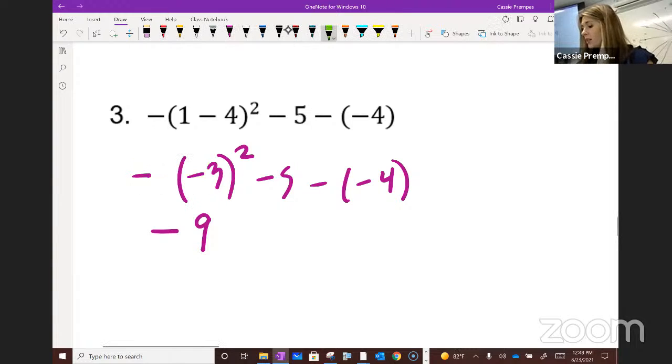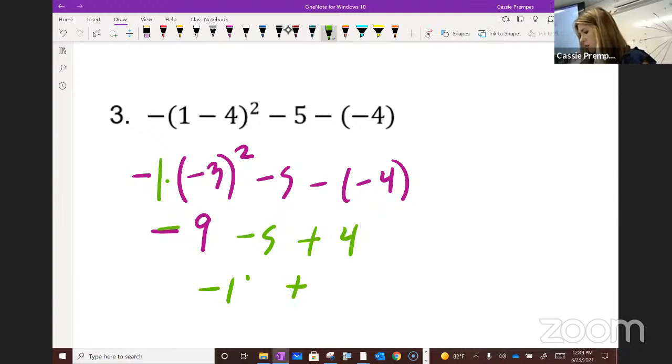In fact, if ever this was given to you on a quiz or a test or homework, anytime you see a negative outside, you could technically call it -1. That's always valid, and sometimes that helps you think through it. -3 squared is 9. 9 times -1 is -9. And then we have -5 minus the negative creates a positive +4. And then we have -14 plus 4.